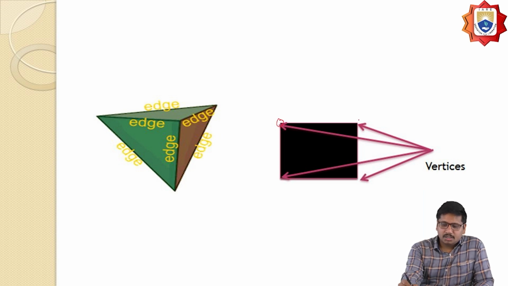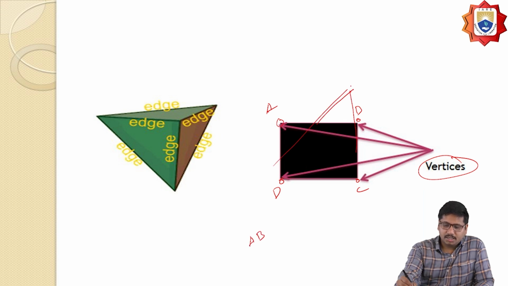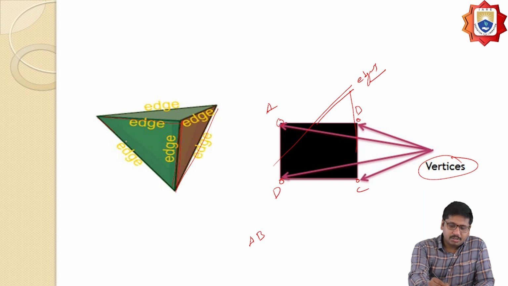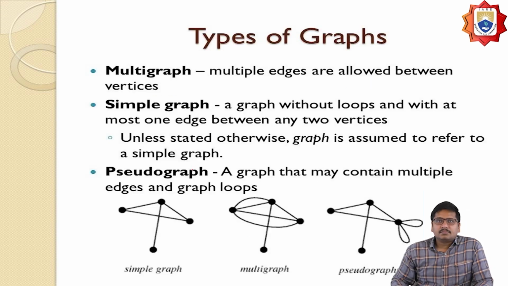Here these points are represented as vertices, like A, B, C, D, and the edges are represented as A-B, B-C, and A-D. These are the edges here. This should be a three-dimensional diagram, where these points are the vertices and these lines are the edges. Then we come to the different types of graphs.